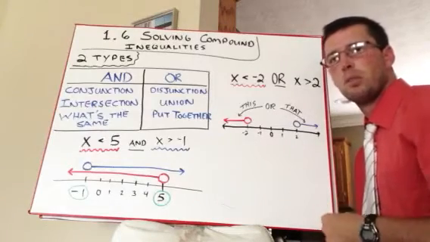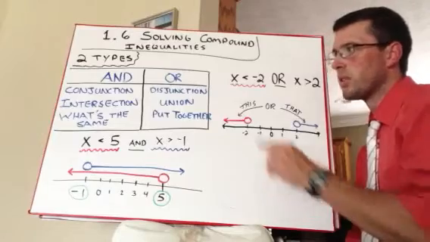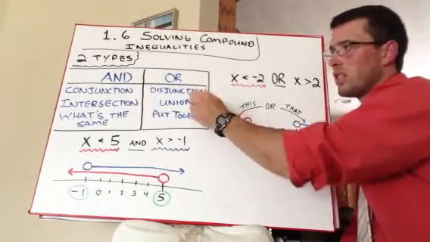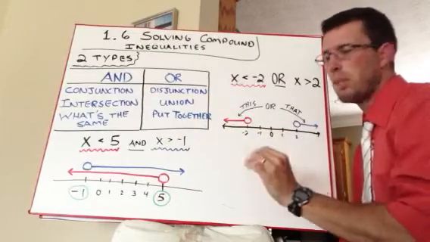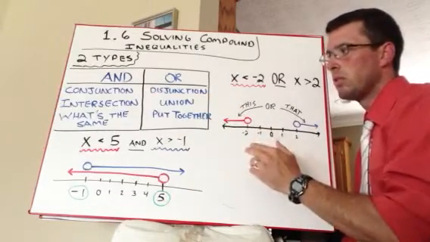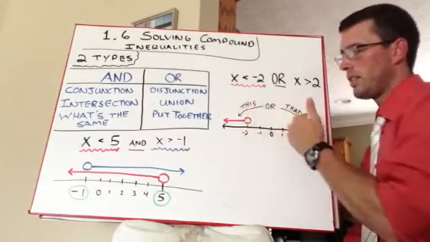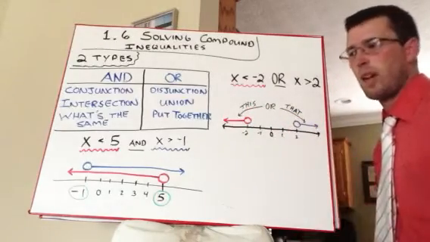Okay? Let's look at a couple of normal examples. And before I go, the or words that we need to understand are disjunction, where you have two separated pieces, and union, or put them together. So we put this and that together, and it's this or that. All right?